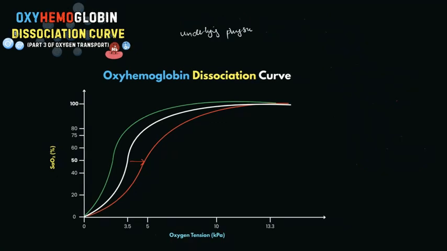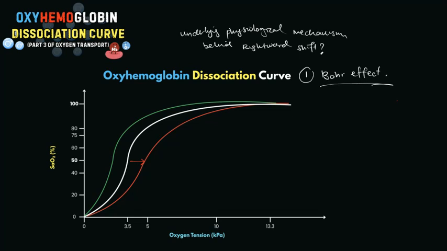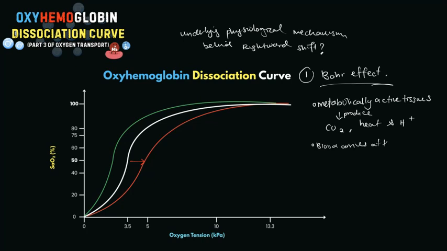Next, we know the oxyhemoglobin dissociation curve shifts to the right, but what are the underlying physiological mechanisms behind this rightward shift? The most famous mechanism related to this rightward shift is the Bohr effect. It is when metabolically active tissues cause an increase in local carbon dioxide, heat, and hydrogen ions, causing the local site to be more acidic.